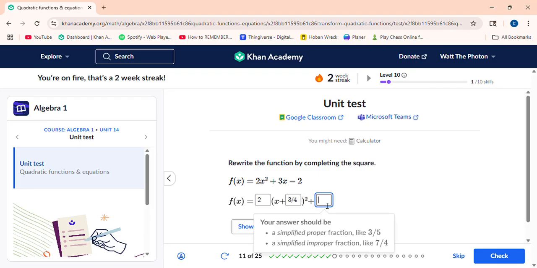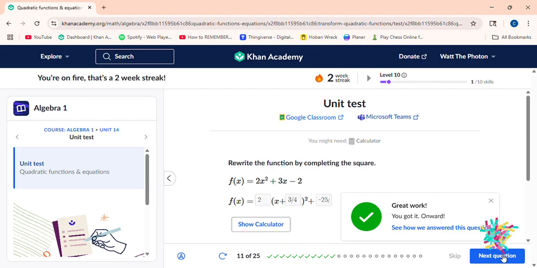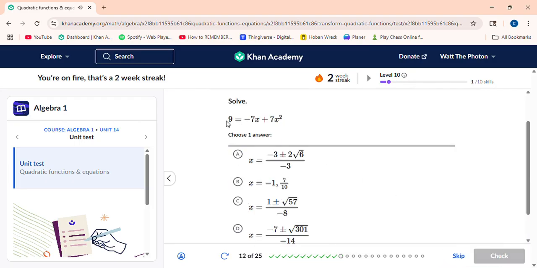And then we add that to 2, and that's what, 50 over 16? So 25 over 8. I think that's right. Yay!